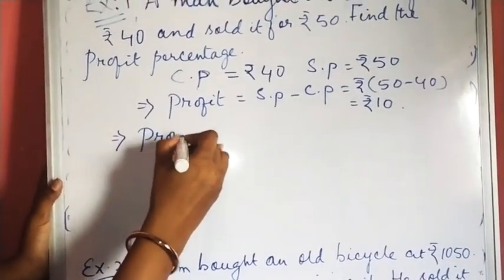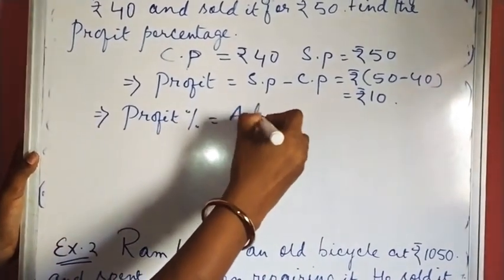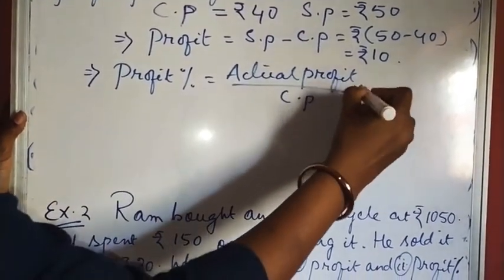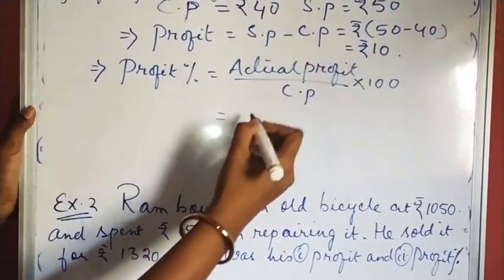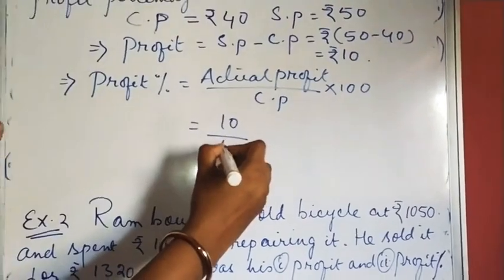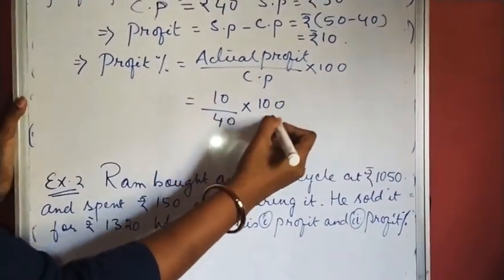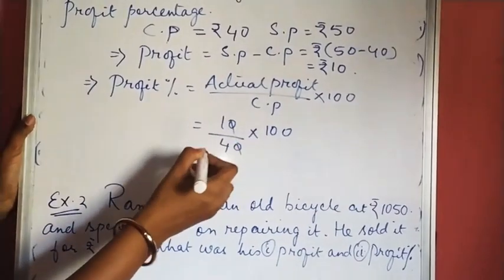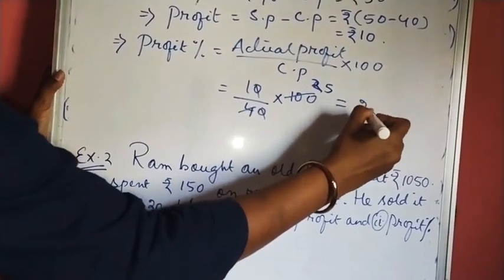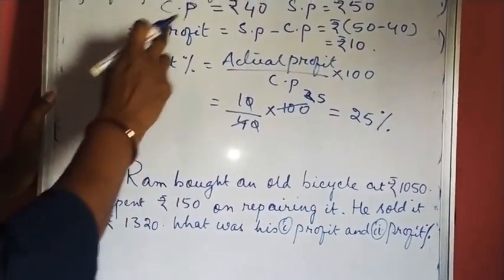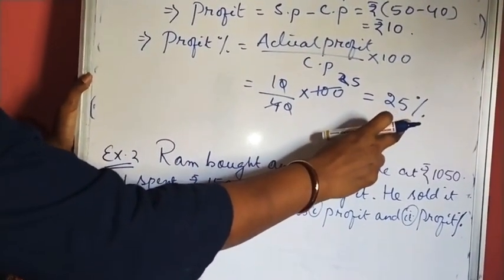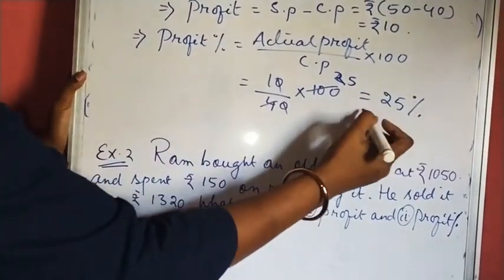The question here is find the profit percent. Therefore, the profit percent is equal to actual profit upon CP into 100. So our actual profit is how much? Rupees 10 upon CP is your 40 into 100. So while doing the cancelling, we get 0, 0 we are cancelling and 4 with 25. Therefore, the answer is how much? 25%. So students, since we have been asked the profit percentage, we must not forget to denote the percentage symbol here.